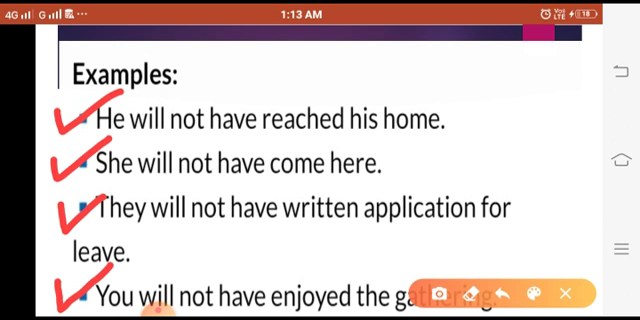Here in these sentences, third form of the verb has been used. Like in first sentence, reached is third form of the verb reach. In this sentence, come is third form of the verb come. Its second form is came and third form is come again. Written is third form of the verb write. Enjoyed is third form of the verb enjoy.